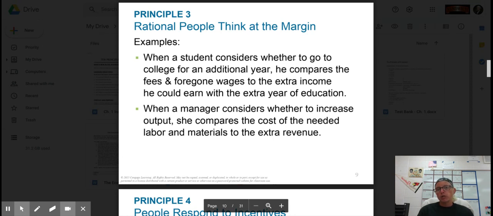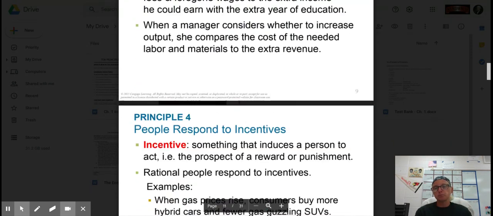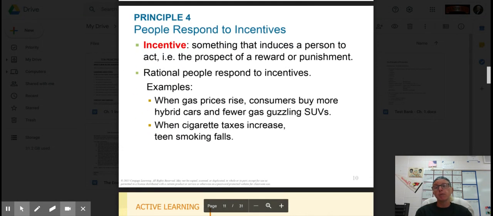Another thing, when a manager considers whether to increase output, they're going to compare the cost of labor. Should I hire one more person to work for me? Will it make me that much extra money? That's thinking at the margin. Thinking at the margin is, if I make this one change, will it benefit me for the better? Whether it's a change to maybe hire one more worker or fire a worker, that's an incremental change. That is thinking at the margin. If I do this one different thing, how much will it benefit me? That's thinking at the margin. And we think at the margin a lot in here.